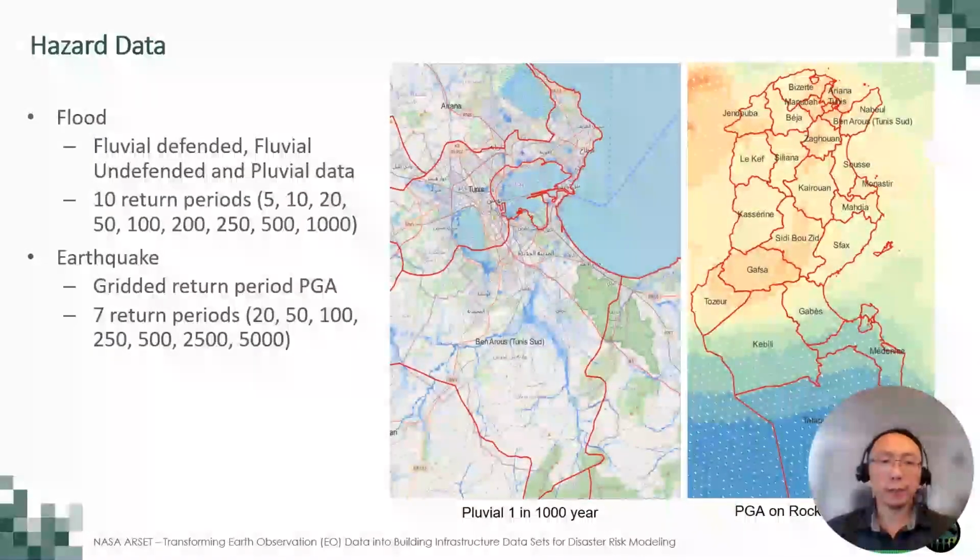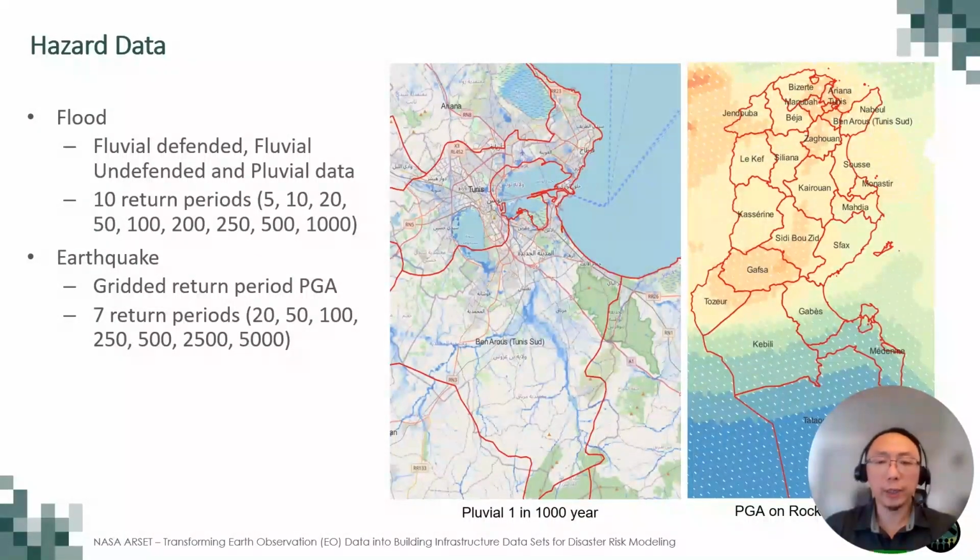Now let's talk about the hazard data used. For flood, we use fluvial defended and fluvial undefended. Both of these are from inundation caused by rivers. And defended versus undefended, the difference is the presence of defenses along the river, like flood walls or barriers. Fluvial data, those are inundation zones caused by excessive rain. So we had data at 90 meters. That's where we did the disaggregation refinement.